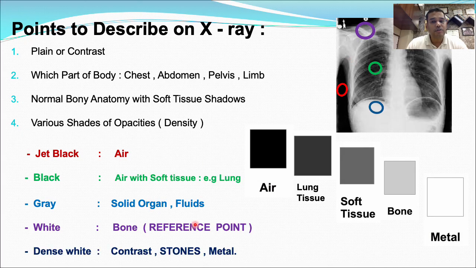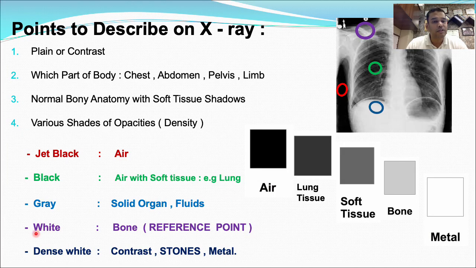Next is something that is denser or whiter than the bone. It can be one, contrast, if you have given some contrast. Second, it can be a stone, a radio opaque stone, as in your kidney stone. And third, it can be a metal foreign body, or some tubes that have a metal ball at the tip. So it is seen as denser than the bone. Hope this slide is very important. Your concept is very clear.